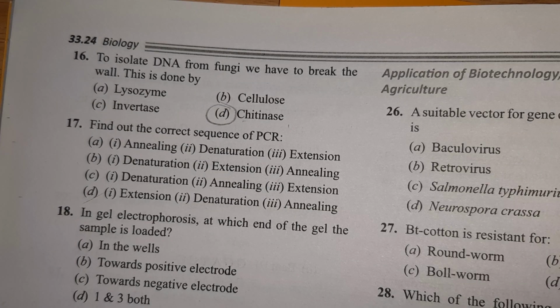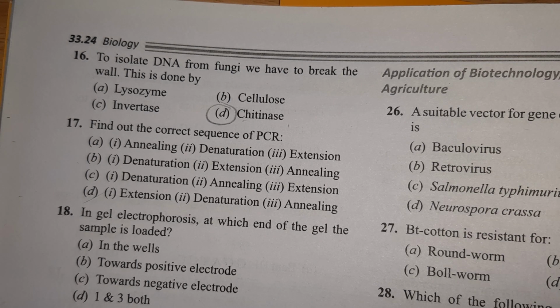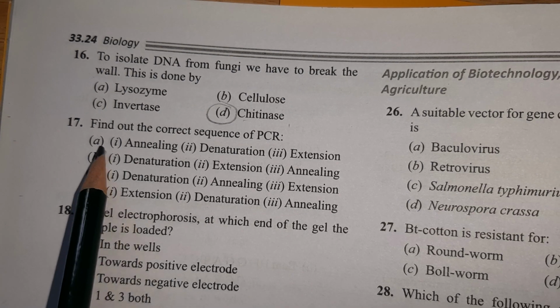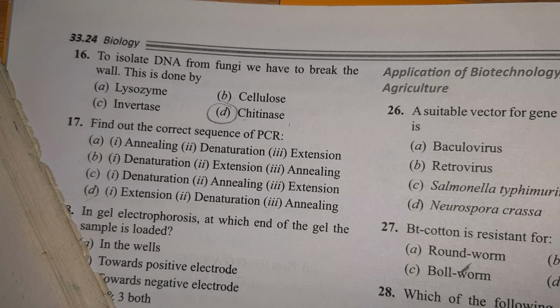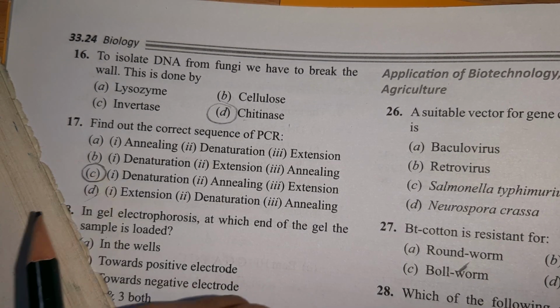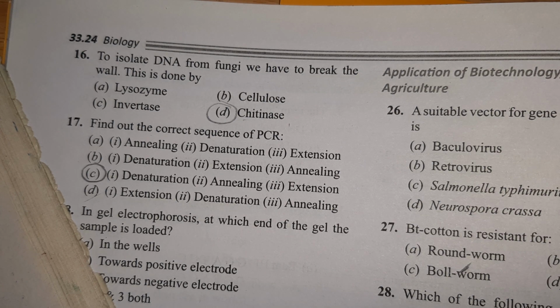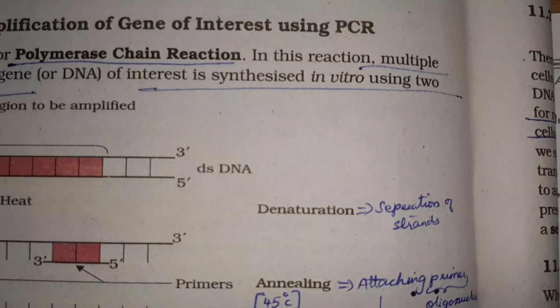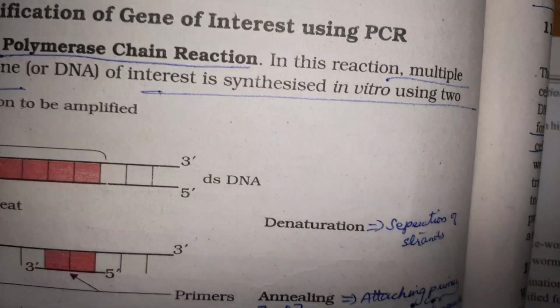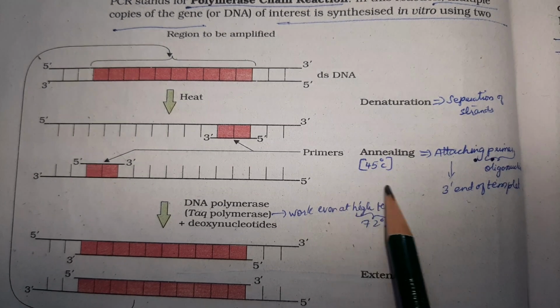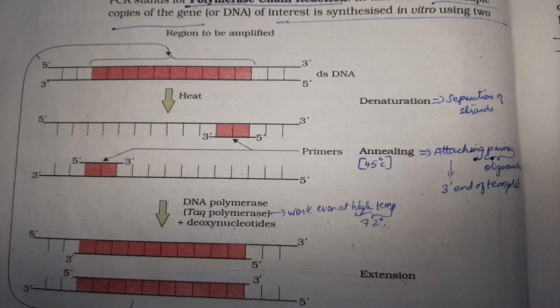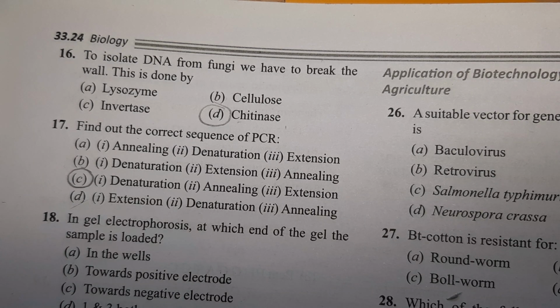Next question we have, find out the correct sequence of PCR. The answer which we have here is C, denaturation, annealing, extension. If you look at page number 202, you have the steps of PCR. First step is denaturation, then annealing, then extension. So the correct answer is C, denaturation, annealing, extension.